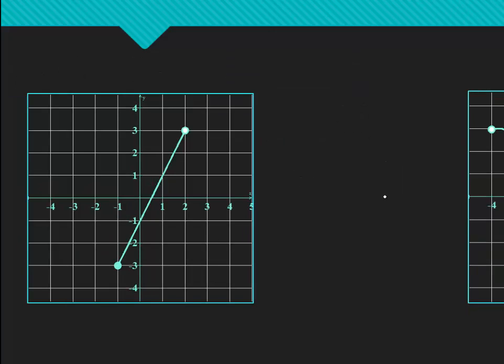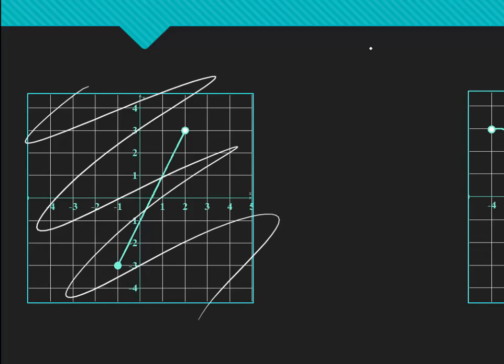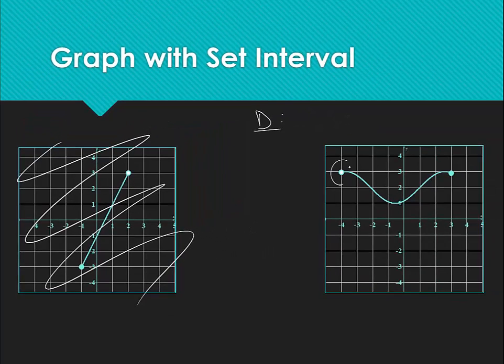Next, let's go ahead and do the right one. So the domain for our right graph is from left to right. So that's going to go from -4 to 3. And so then if you can tell, this right here is open, so we're going to have a parentheses. This one here is closed, so a bracket.